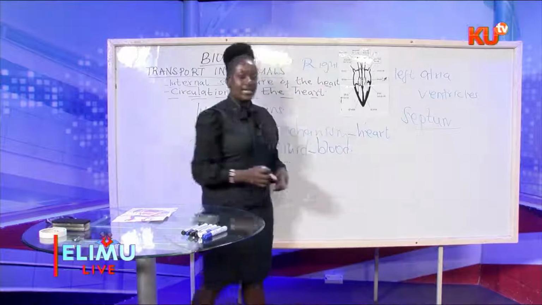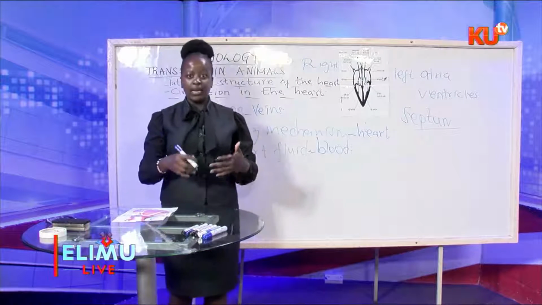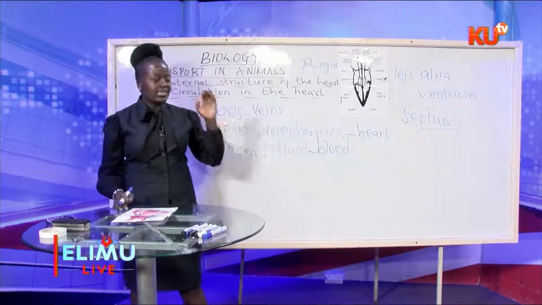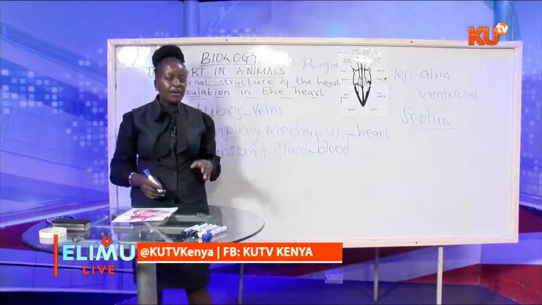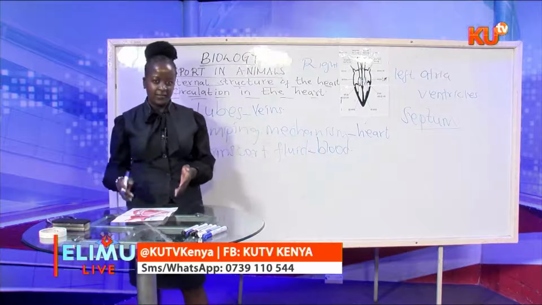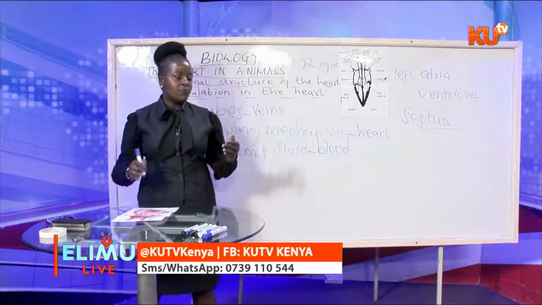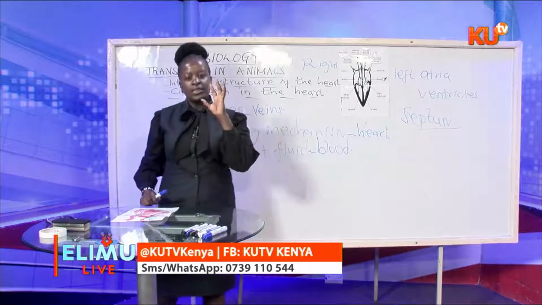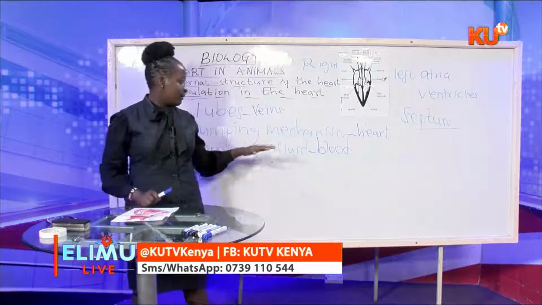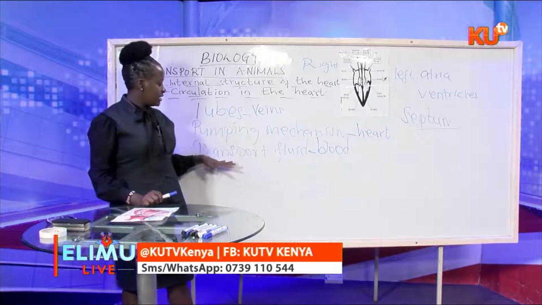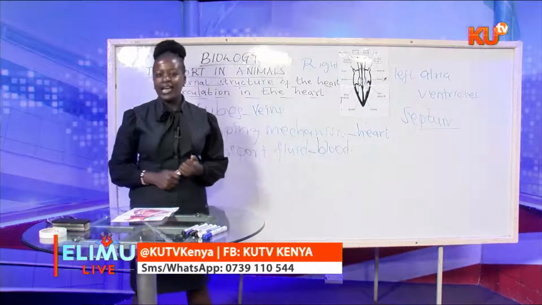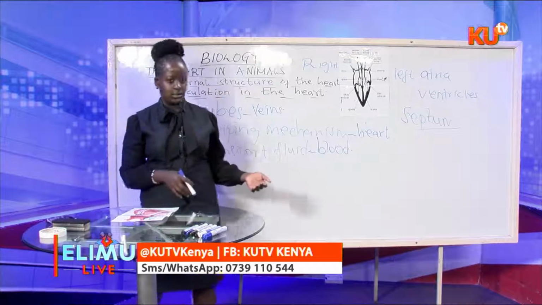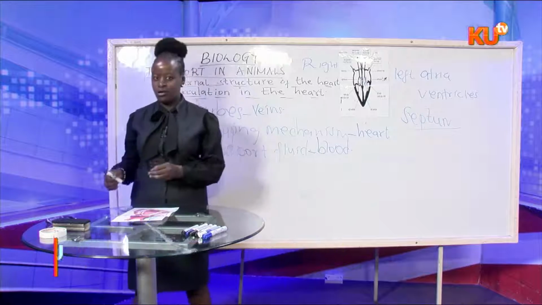It is called a septum, and it is made up of muscles. The septum is a structure inside the heart that separates the right side and the left side. Before we move further, the heart deals with blood, as you have said, it's our transport fluid.